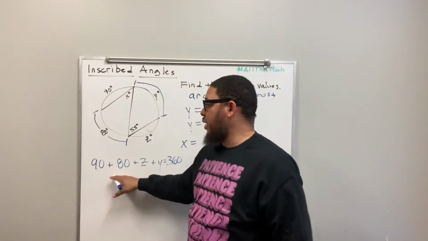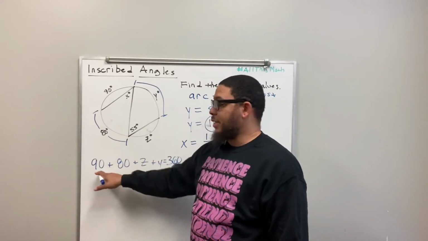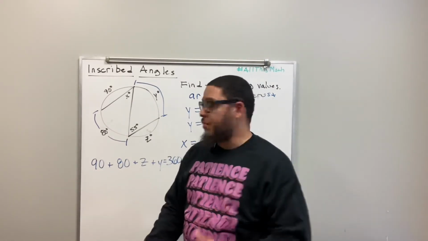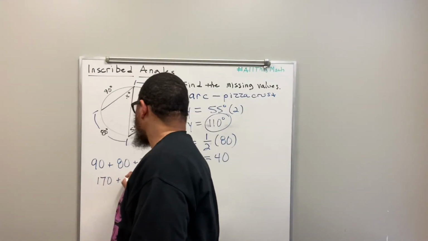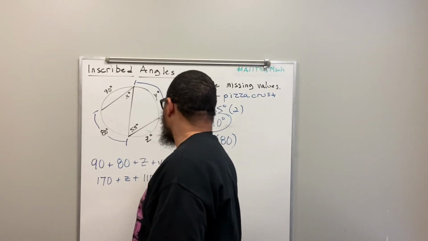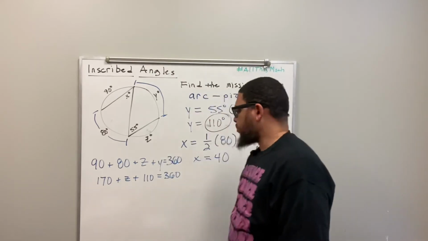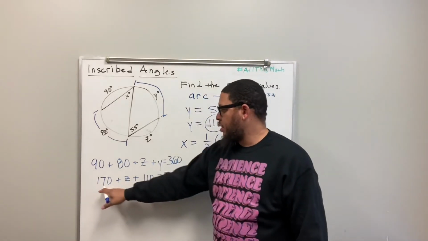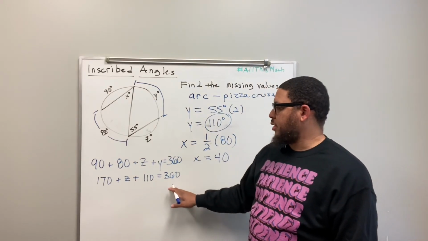But wait, before I rewrite it, I'm going to combine these like terms. This 90 and this 80. I'm going to add this 90 and this 80 together. That's going to give me 170. I'm going to save some time. So I'm going to do 170 plus Z plus 110 equals 360. So I got 170 plus Z plus 110 equals 360.